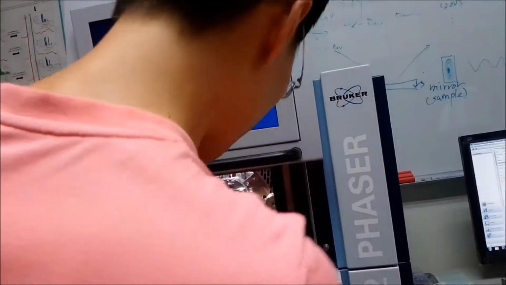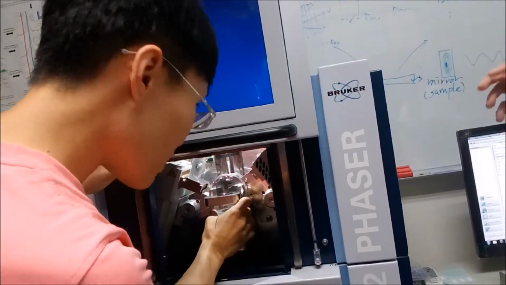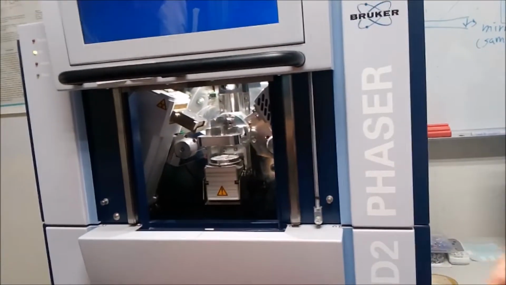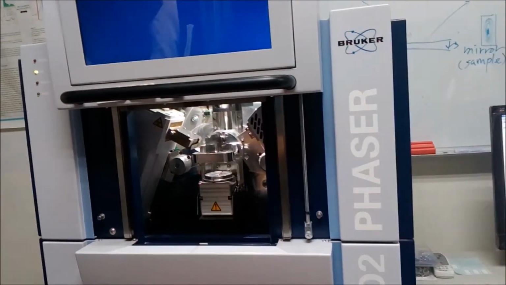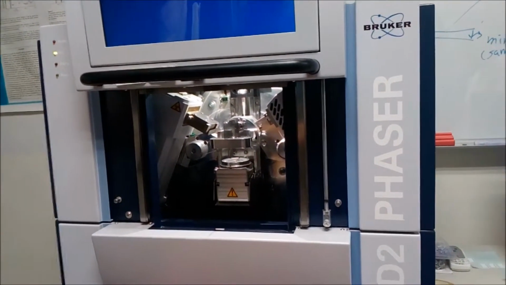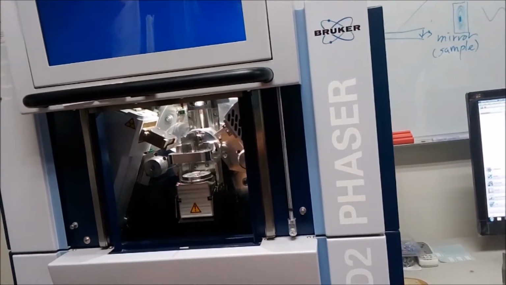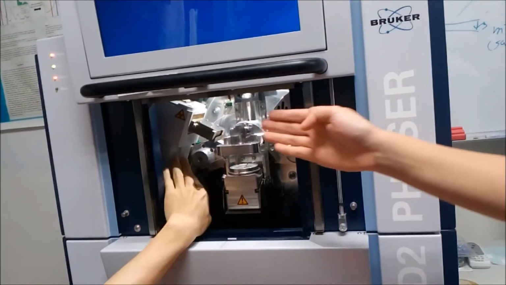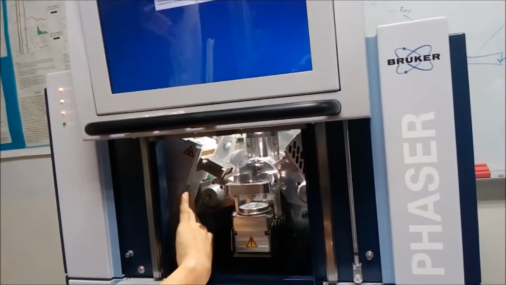Where is the nickel as the filter in here? Copper uses nickel for the filter, yes? And then where is the nickel in here? It's inside. You can't see it. The X-ray tube is inside.